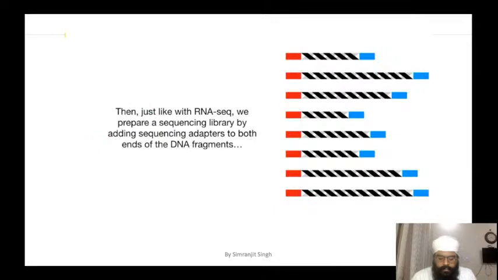Then, just like with RNA-seq, we prepare a sequencing library by adding sequencing adapters to both ends of the DNA fragments.